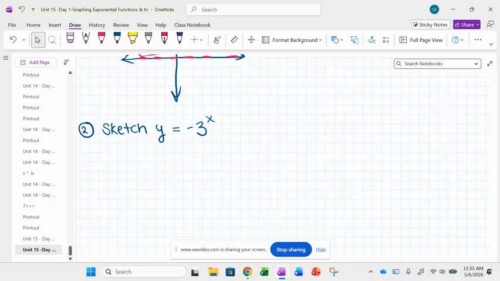Is this a negative base? No. What is this saying to do? So what this is saying to do is we'll take your graph of the exponential 3 to the x power and then negate that. But when we're negating it, essentially what are we doing? Reflecting it over the x-axis. So what does this look like?